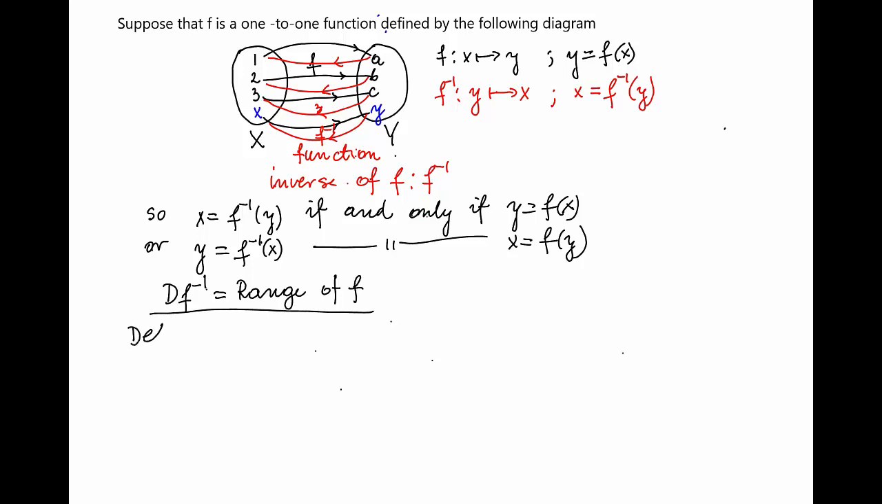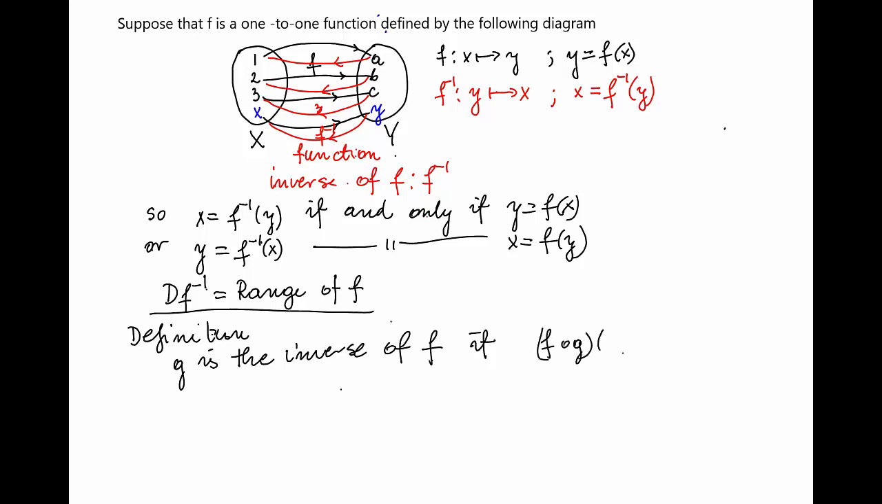We'll finish here with the formal definition of the inverse function. We'll say that function g is the inverse of f if two conditions are satisfied.